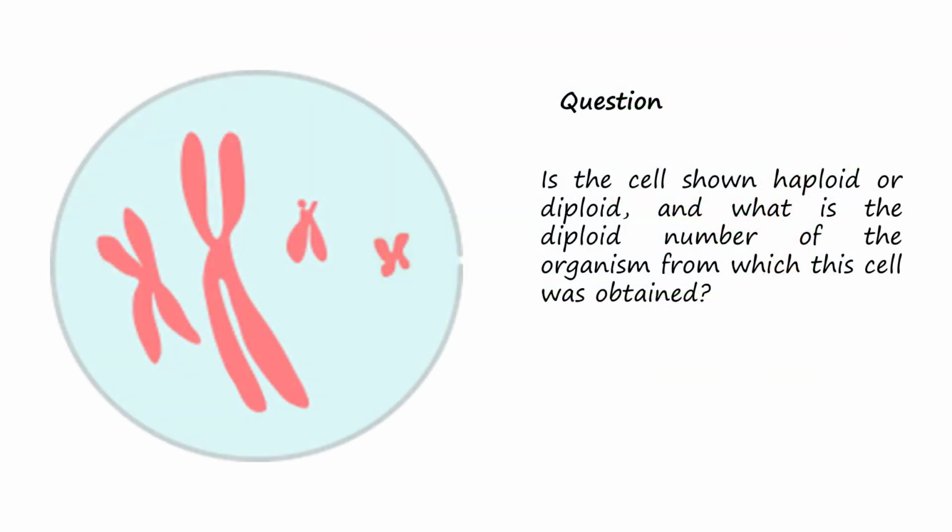Question. Is the cell shown haploid, having a single set of chromosomes, or diploid, having two sets of chromosomes, each set inherited from a parent in sexual reproduction? And what is the diploid number of the organism from which this cell was obtained?